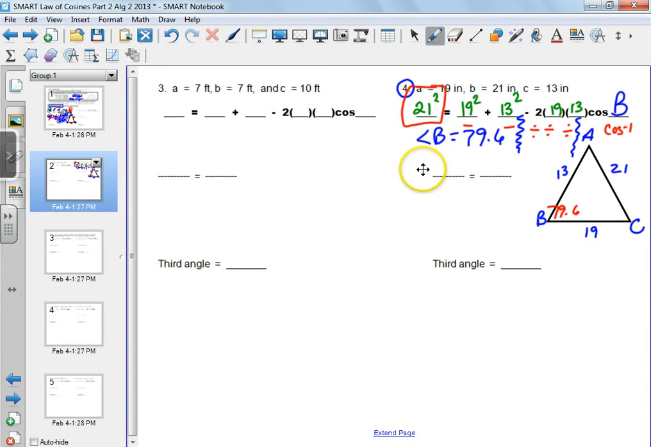Okay, so now we're going to set up law of sines. So you're going to set up sine of 79.6 over 21. And then since I'm doing law of sines now, which one do I choose? C, because it's smaller. So sine C over 13. So let's multiply. Sine 79.6 times 13. Divide by the 21. And then at the very end, do inverse sine of that.